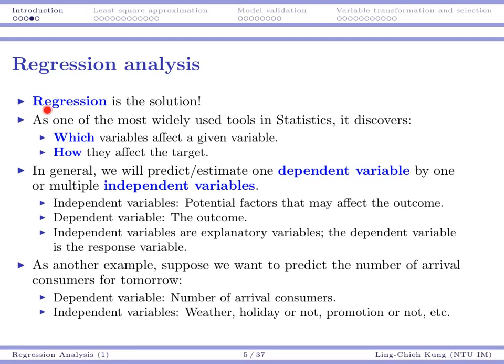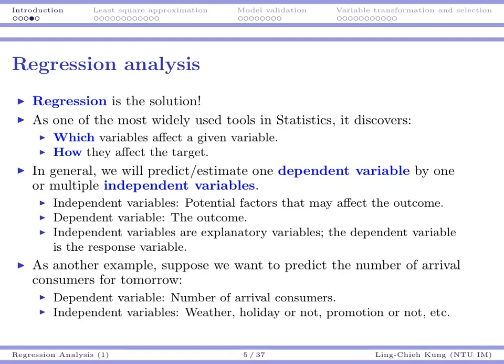So, regression discovers the following things. If we have a set of variables, which variables affect a given variable? And what's the impact on the target? So if I give you a lot of variables, you are going to use regression to select some of them to be the most useful parts for predicting a given variable.